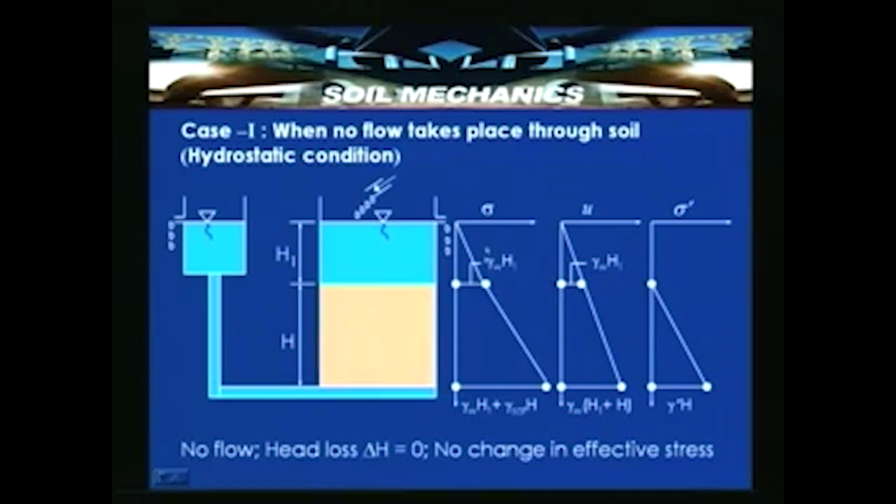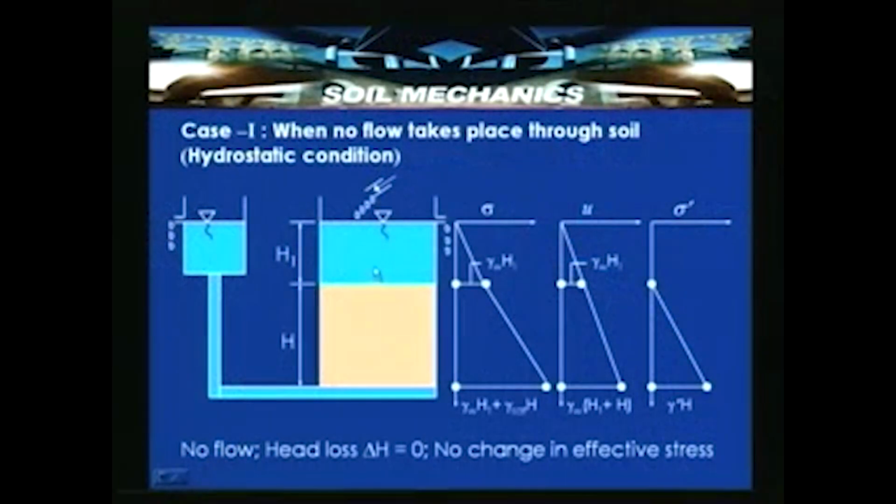As we discussed in the previous lectures, the effective stress distribution is 0 at the top of the soil surface, and at the bottom of the soil surface it will be gamma dash H. That indicates that whatever may be the height H1, it is independent of the height of the water resting on the soil bed. This we already discussed, and we are discussing it once again as case 1. So, no flow can take place, because the head loss delta H is equal to 0.